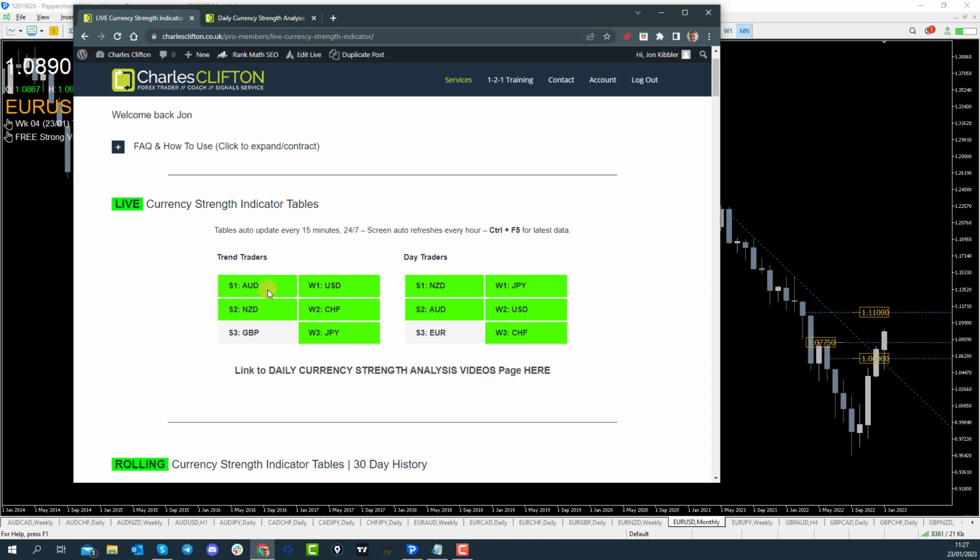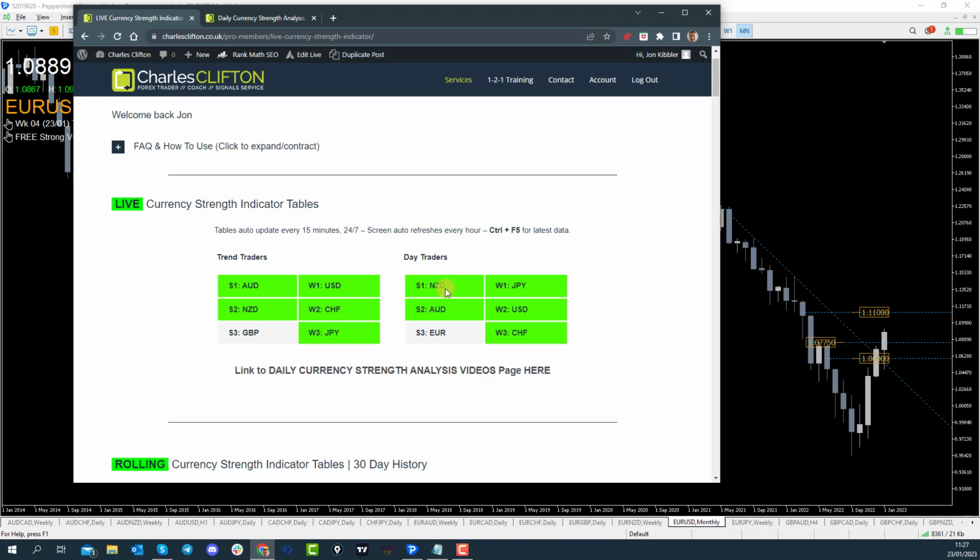Well, it's telling us from a trend trader's point of view that the Australian dollar is the strongest currency. That is then followed by the New Zealand dollar in S2, followed by the pound at S3. On the weak side, we have the dollar as the top in the table. On the trend traders, it is the weakest currency, followed by the Swiss franc as the second, followed by the yen as the third weakest currency.